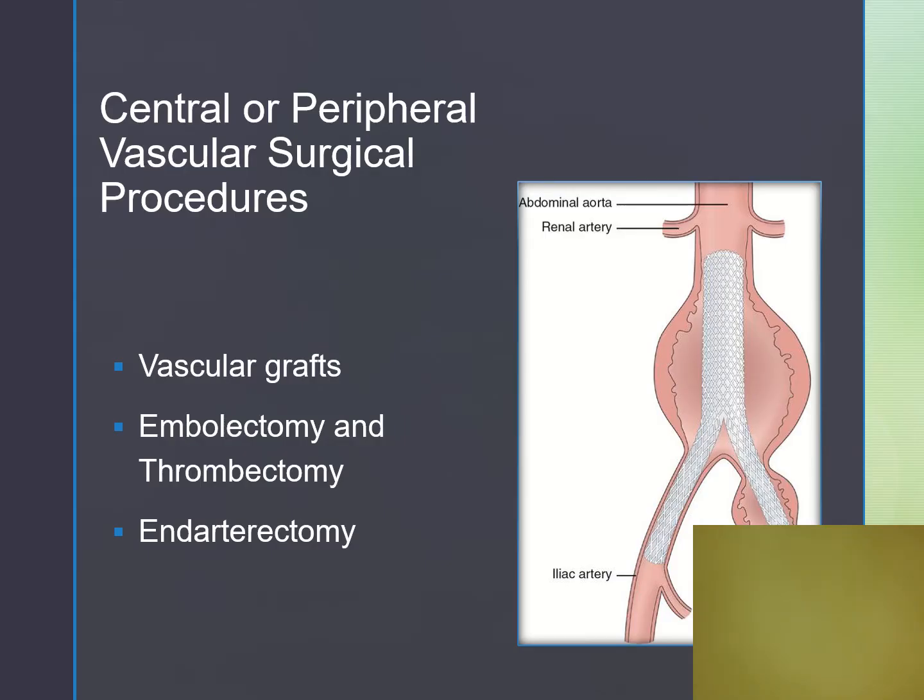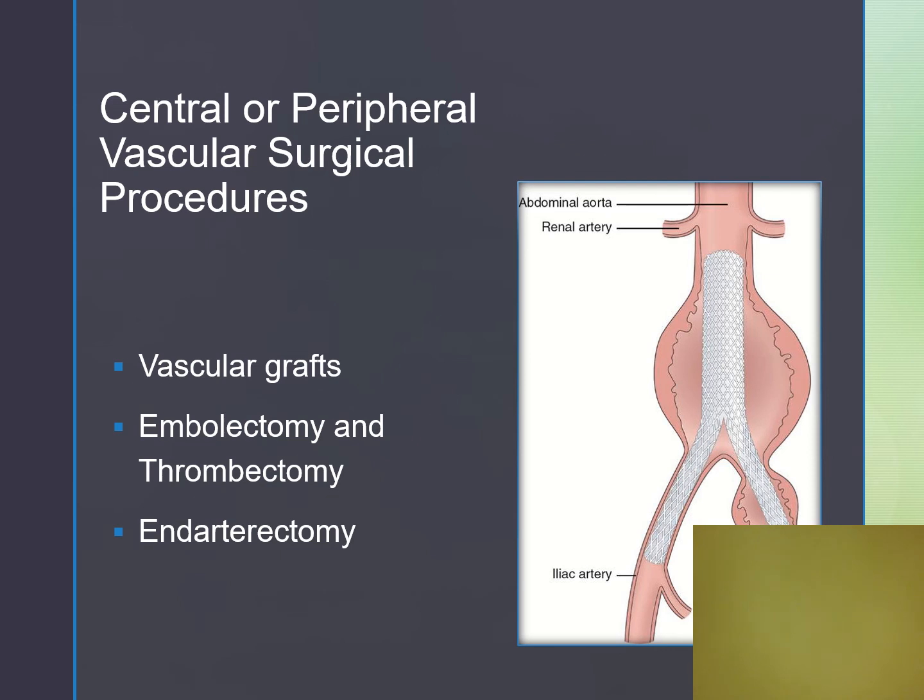Vascular grafts bypass or replace diseased sections of the major systemic blood vessels, such as the aorta, femoral, and popliteal arteries. Types include a synthetic fiber, which is made of Dacron or Teflon, or human tissue that's obtained from cadavers.